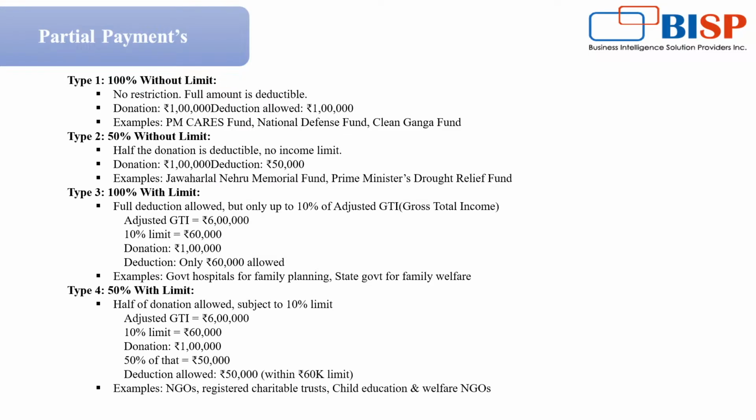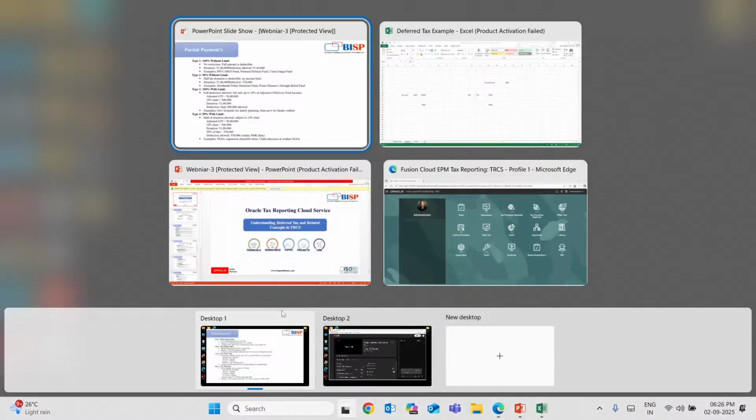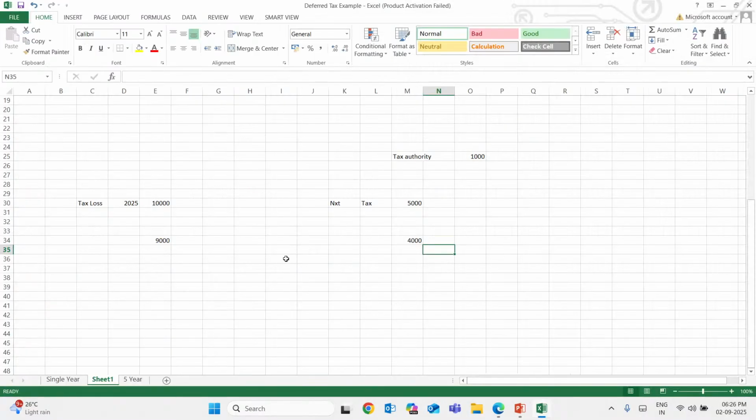Here we will discuss type 1, for example, 100% without the limit. Here there is no restriction, and the full amount is deductible. For example, here we have the donation.